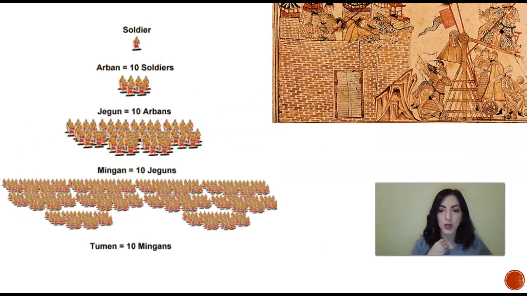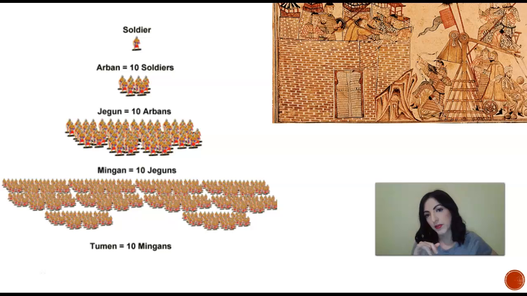He also established a pretty rigid structure in terms of order and conduct, as far as a hierarchy. So one soldier was grouped into a group of 10 soldiers. These 10 soldiers were known as an arban. Then 10 groups of 10 soldiers were grouped into a yegun. And then 10 groups of these were grouped into a mingan. And then, as you can tell, those 10 of 10 of 10 of 10 of 10 are grouped into a tumen. So everybody had a very specific leader to follow, and everybody knew the expectations that were set forth for them.